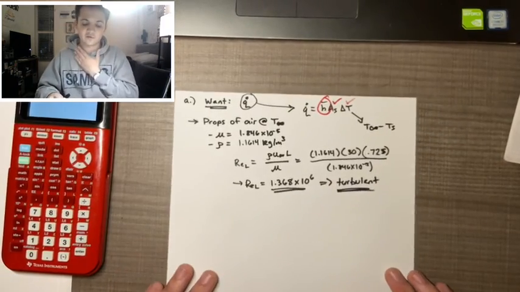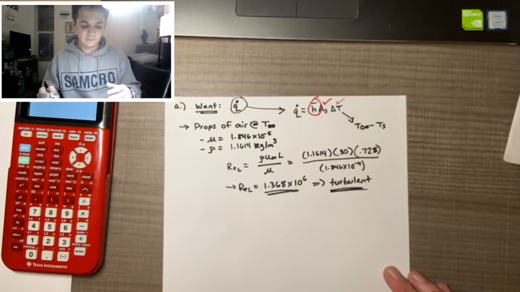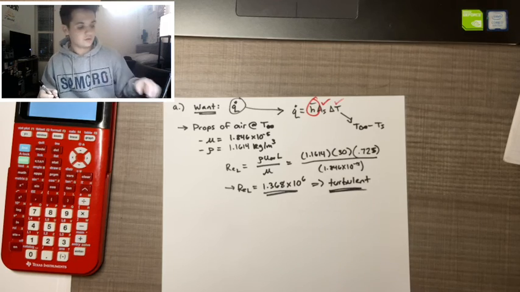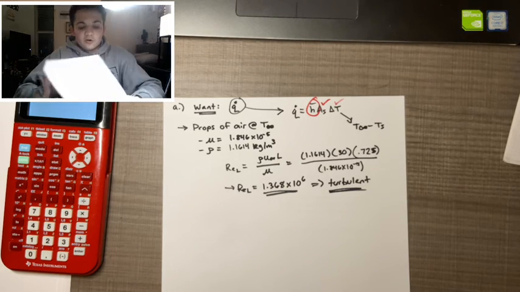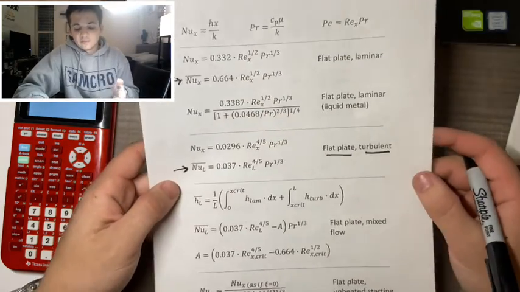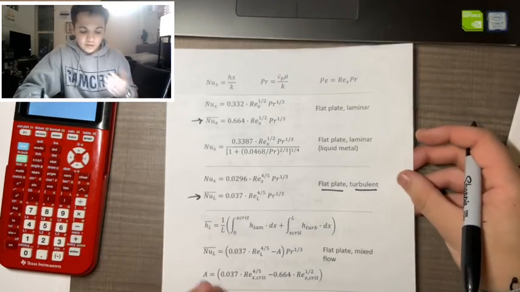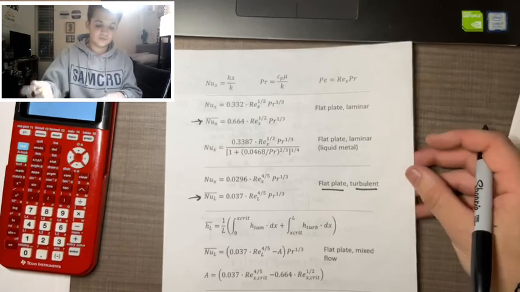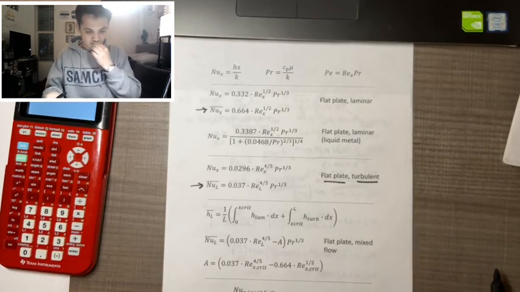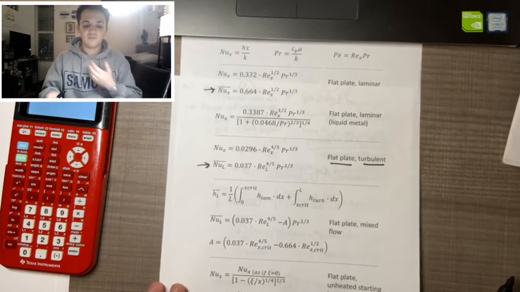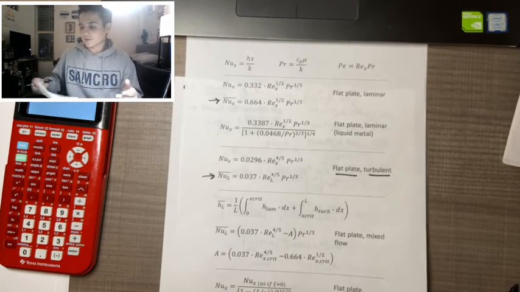Okay, so it's very important not to jump the gun here, because your first inclination may be to go to the equation sheet, find a Nusselt number equation for external flow over a flat plate that is turbulent, and plug the Reynolds number right in along with the Prandtl number. And then you get your h, and that's that.